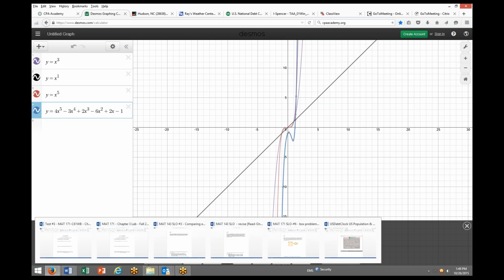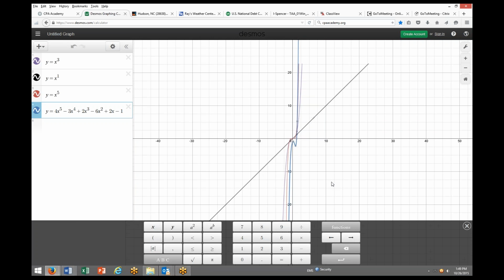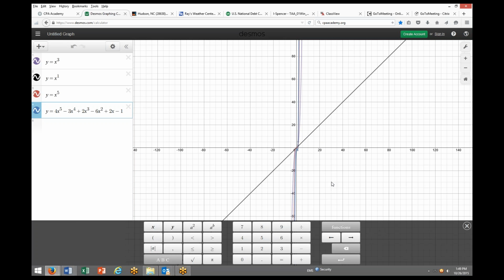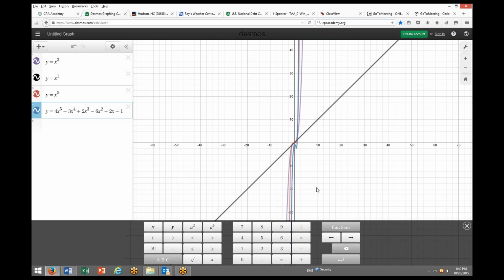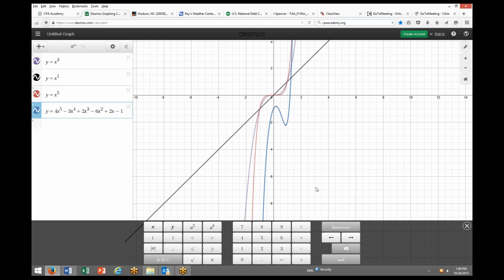Well, there's the graph of that thing. And what you can see is, even though it's got a little blip right in here, still it goes down to the left forever and up to the right forever. And you can see that even more so if I bring out the scale here. So it's obeying the rules that we are presently discussing.